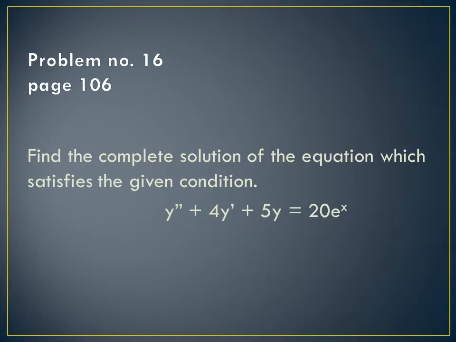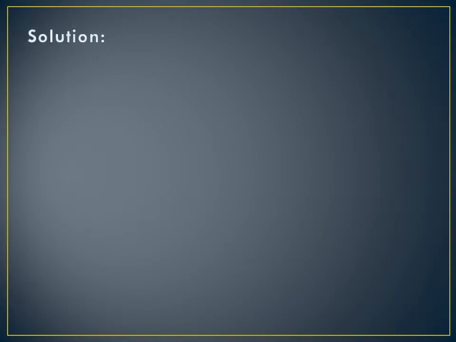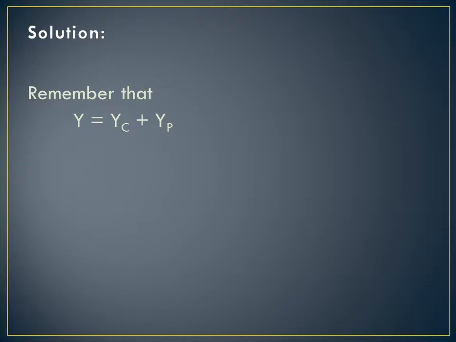y'' + 4y' + 5y = 20e^x, where y = y' = 0 when x = 0. We remember that y = yc + yp, where yc is our constant coefficient solution and yp is our particular solution.